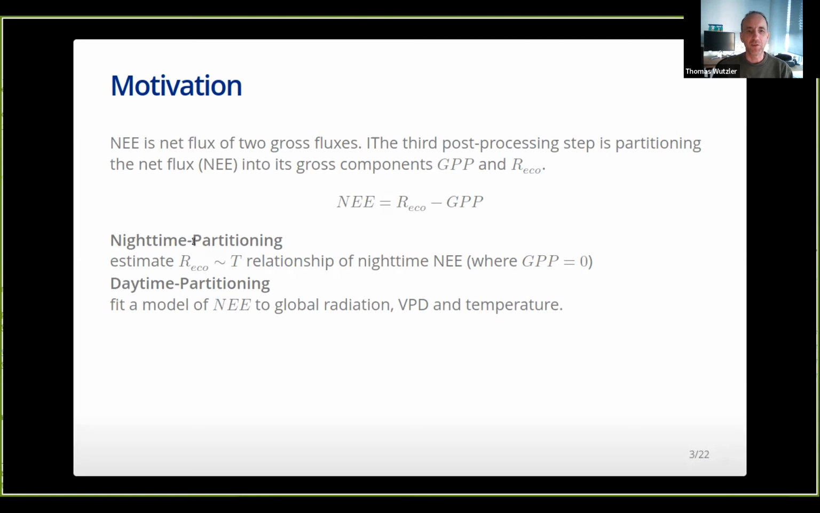And there are two basic methods implemented in REddyProc. One is the so-called nighttime partitioning, and it estimates the ecosystem respiration by its relationship with temperature. And respiration, you can be sure, corresponds to NEE if we are at night, because we have no light at night, then GPP should be zero. And so we can fit those respiration temperature relationships and apply them then to the day. In the daytime partitioning, it fits a model of the NEE to global radiation, VPD, and temperature at daytime. And by having that the GPP changes with radiation and ecosystem respiration changes more with temperature, you can somehow discriminate between these two classes in a flux model.